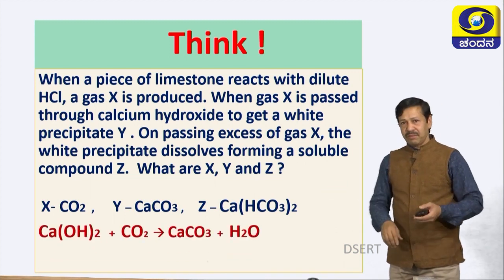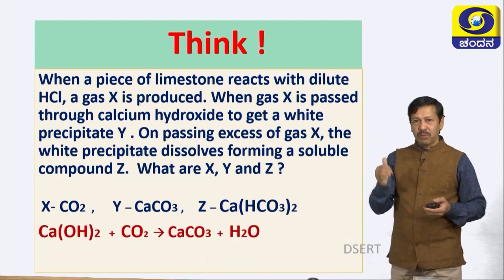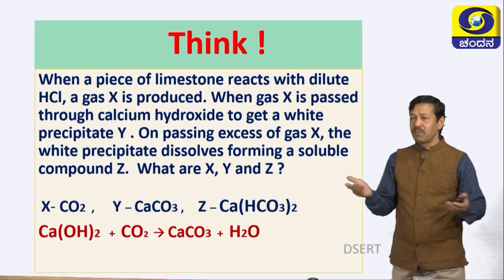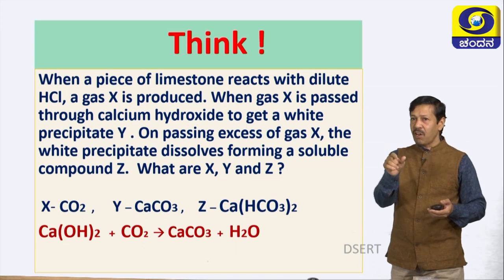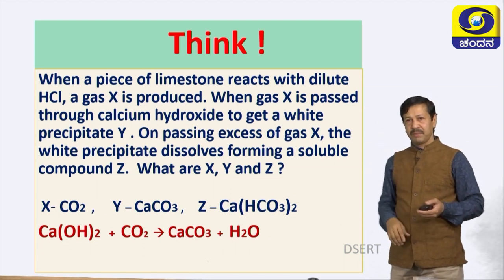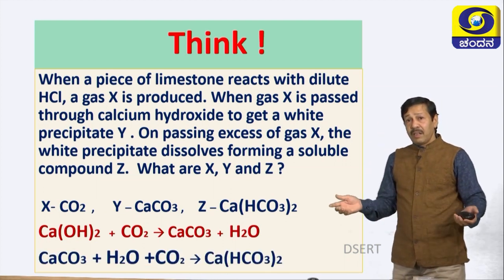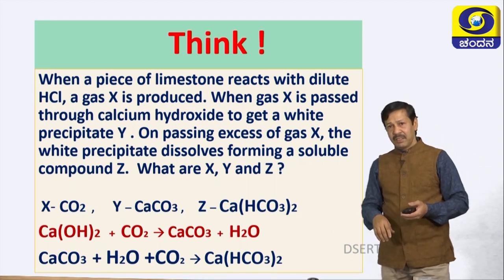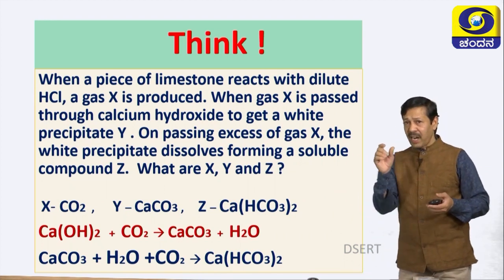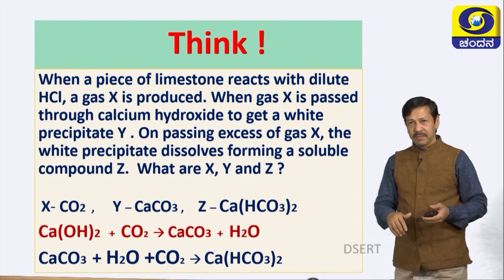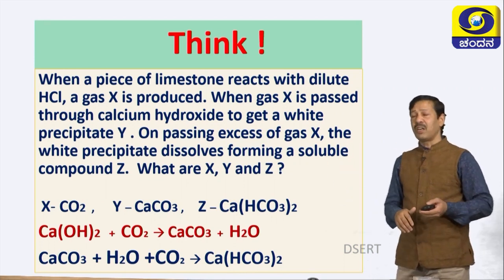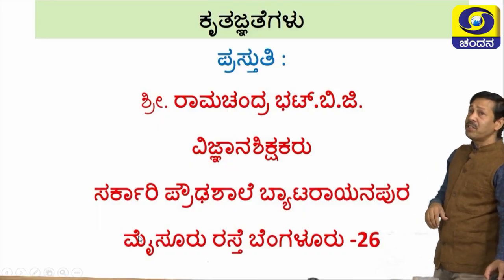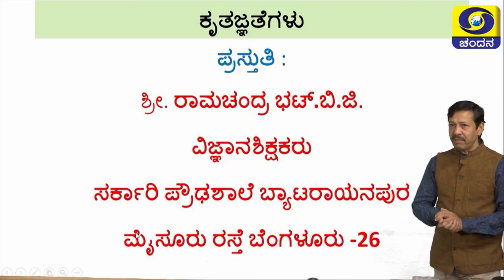This is the equation: Ca(OH)2 plus CO2 gives rise to CaCO3 plus H2O, which is milky white insoluble calcium carbonate. Now the final equation: calcium carbonate further reacts with water and carbon dioxide, as the blowing is continued, and then you get calcium hydrogen carbonate. I hope you understood these concepts very well.